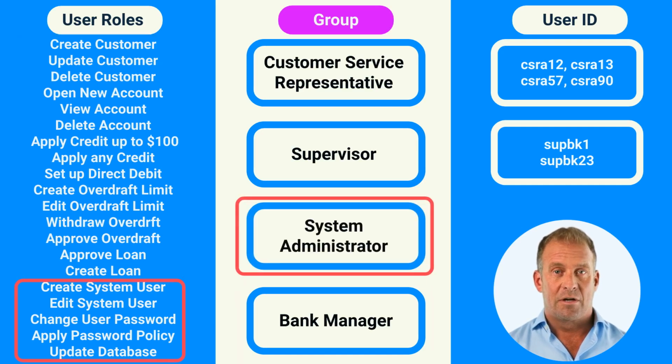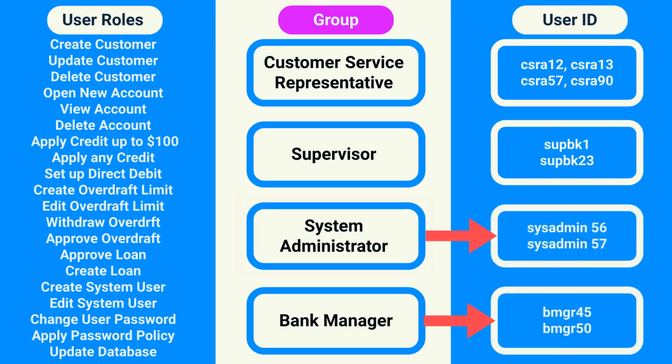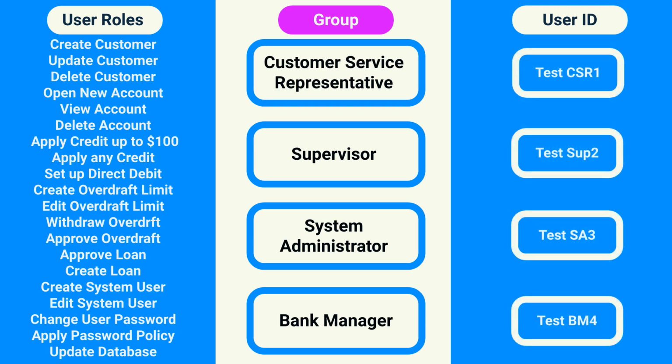The system administrator group is different. No customer or financial information is visible, but they can manage system users and passwords, as well as having access to database tables. As with the other roles, user IDs will be set up for both these groups. It's okay for testers to have more than one user ID to test these various group configurations, as this helps you to ensure that any user can only access the roles they are meant to have.